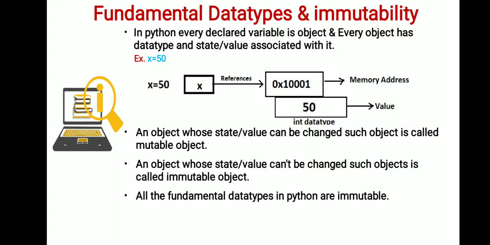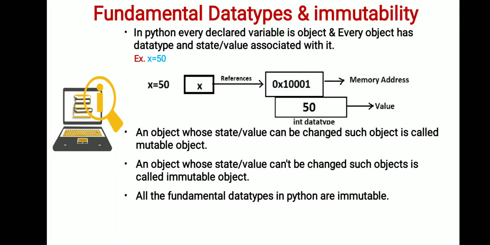Now we'll see what is a mutable and immutable object. An object whose state or value can be changed is called a mutable object. It means after declaring an object in Python, if you can modify the state or value of the object, then such an object is called a mutable object. Another type is the immutable object. An object whose state or value can't be changed is called an immutable object. It means after declaring an object in Python, if you are unable to modify the state or value of that object, then such an object is called an immutable object.